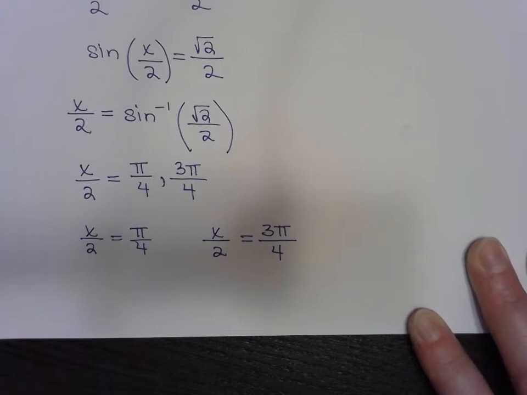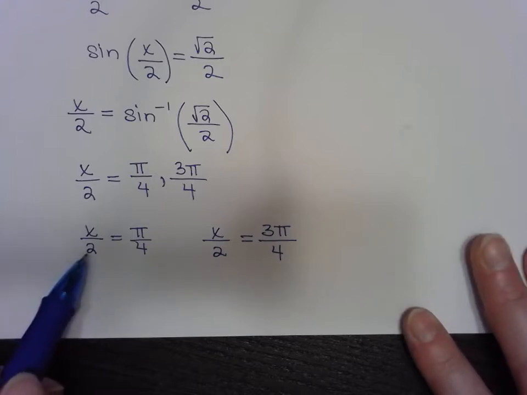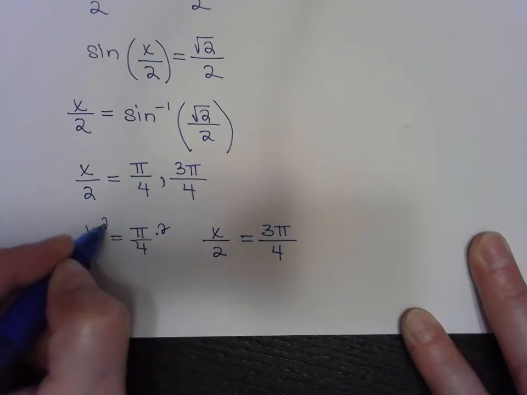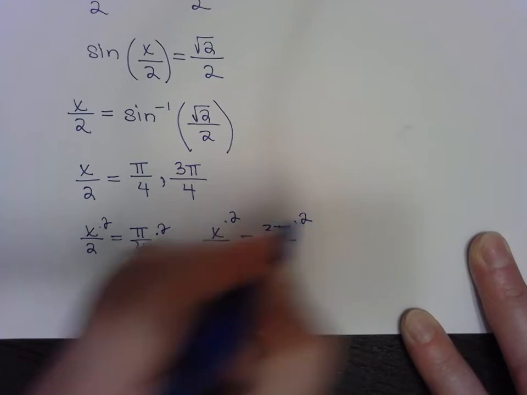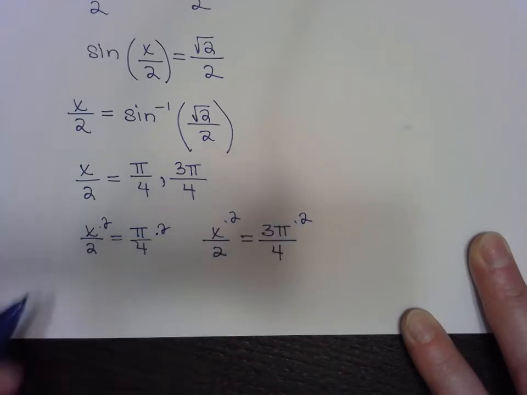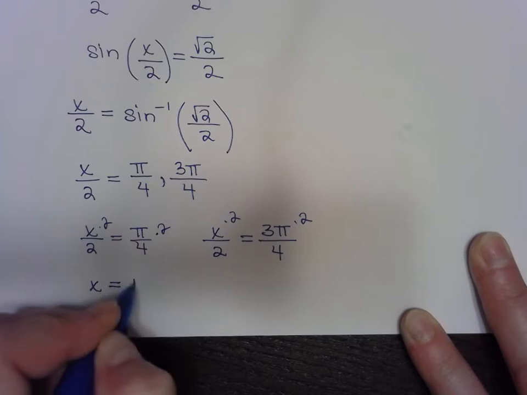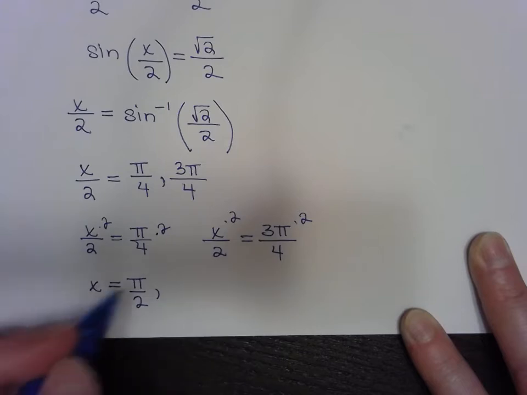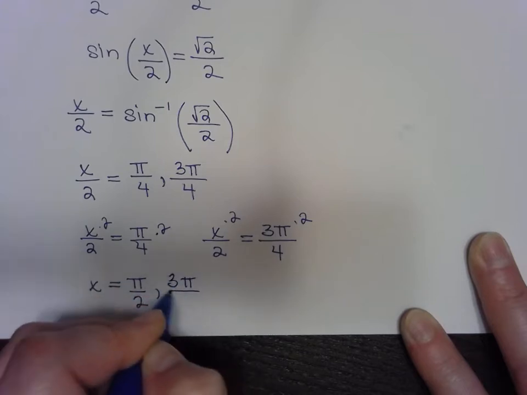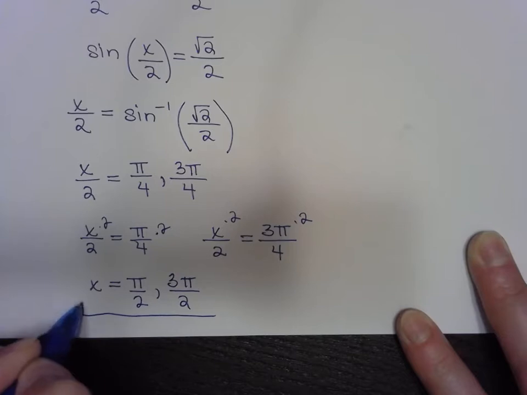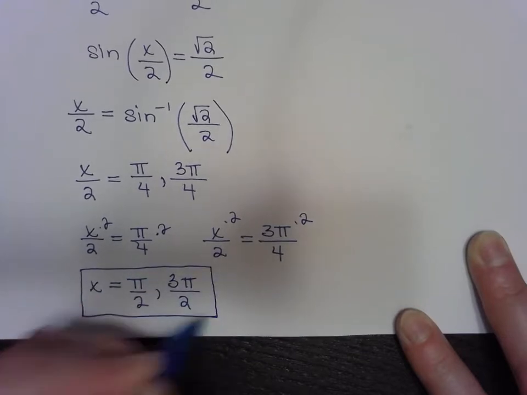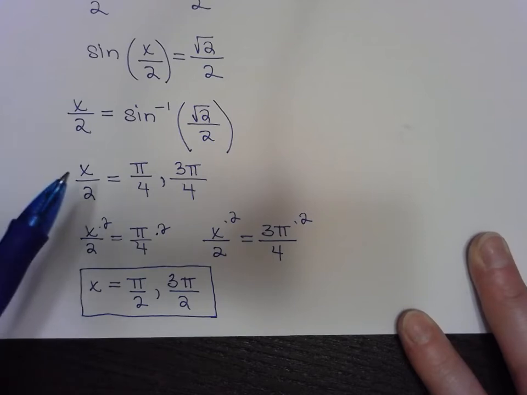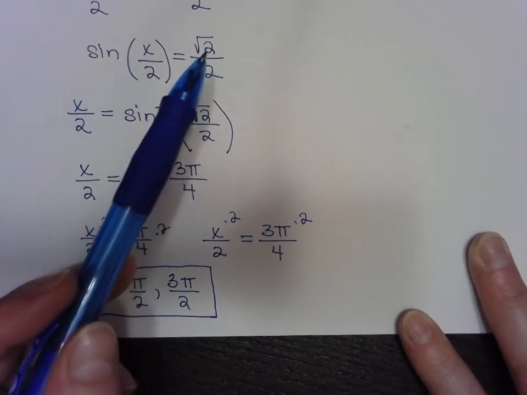Remember, our goal here is to solve for x, so we just need to multiply both sides by 2. That's going to divide out with the denominator, leaving us with pi over 2. And same thing over here, it cancels out with the denominator, and we get 3 pi over 2. These are the two angles where the value of the sine is square root of 2 over 2.